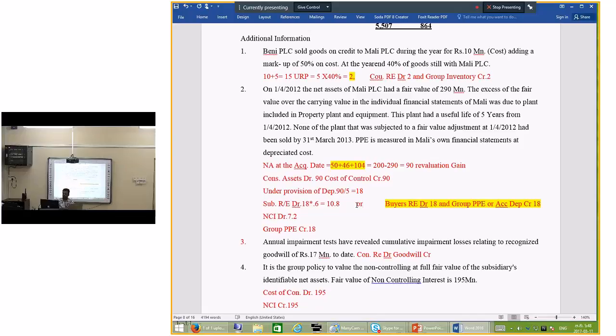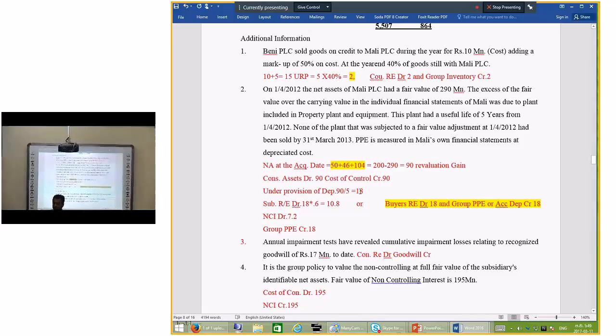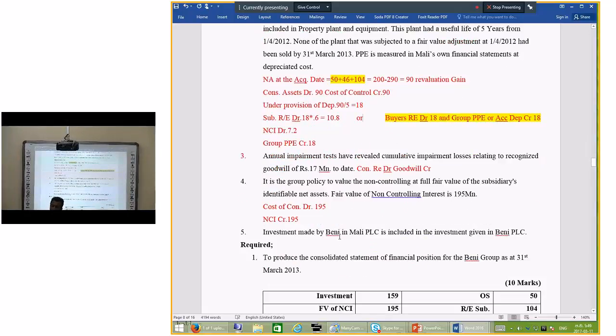Then the third one, annual impairment tests have revealed a cumulative impairment loss relating to the recognition of goodwill of 17. Very easy. After finding goodwill, consolidated retained earnings debit, goodwill account credit 17. It's easier.